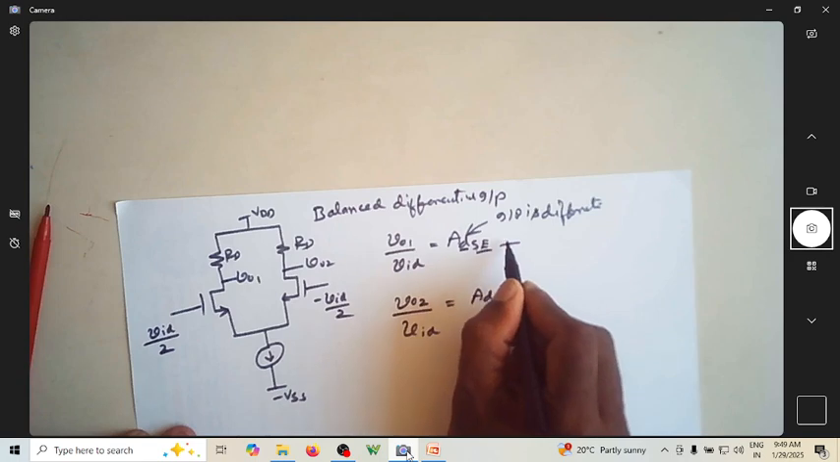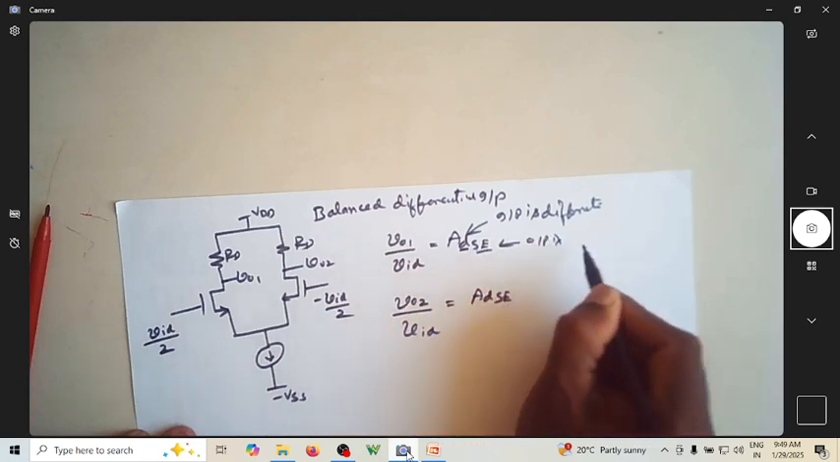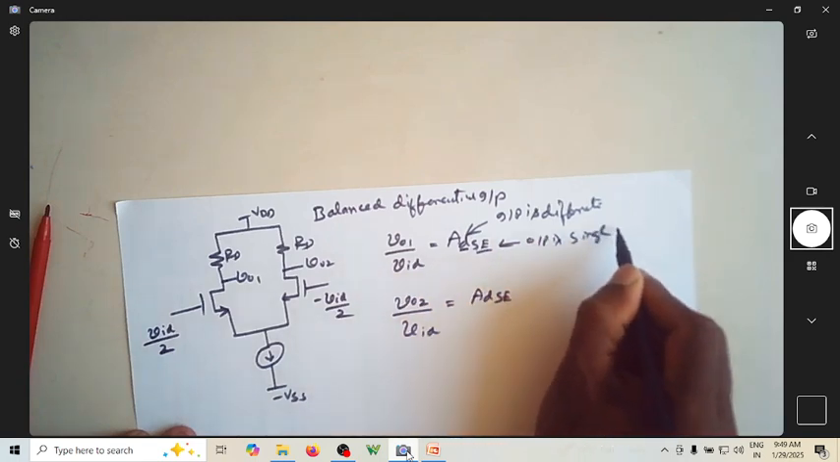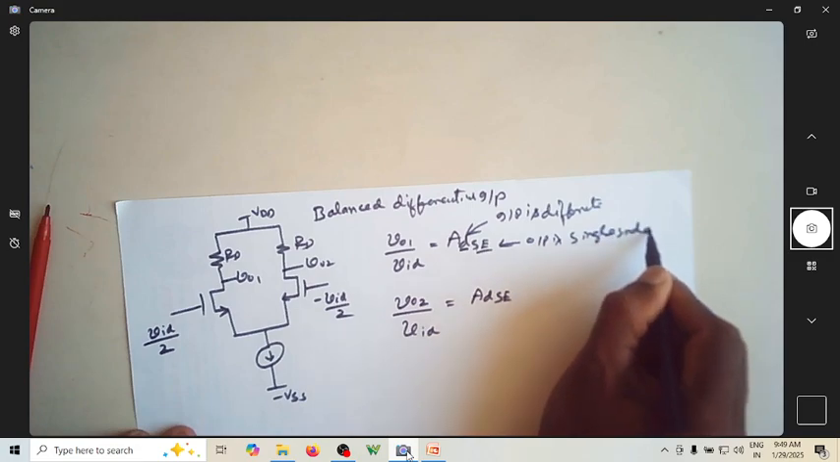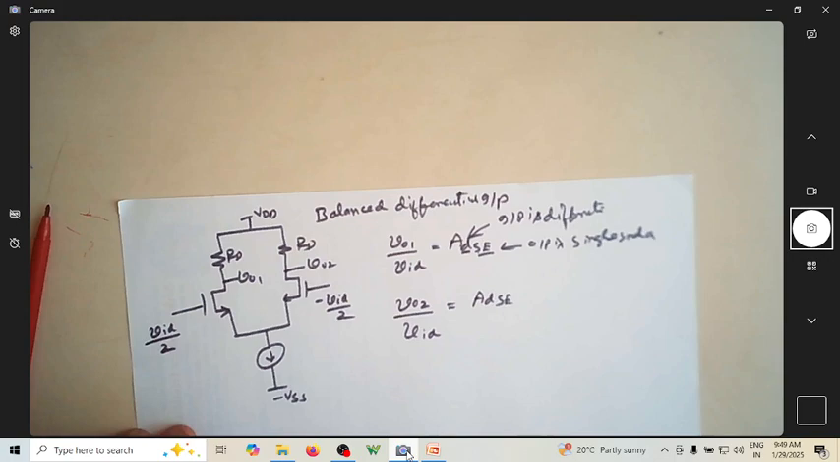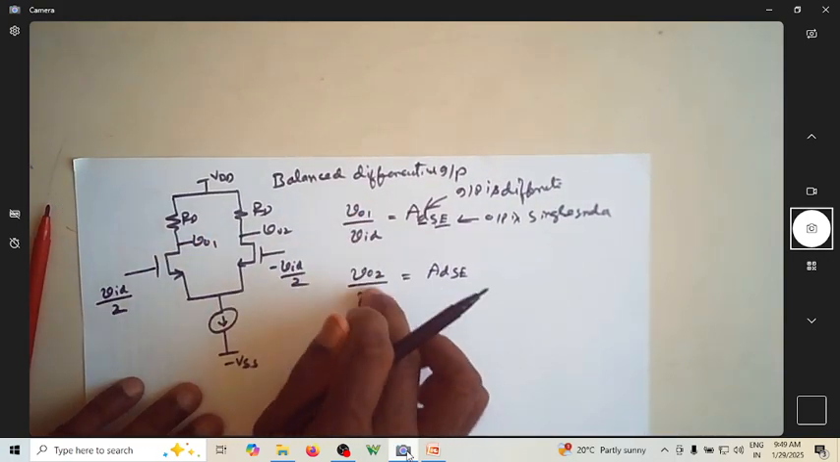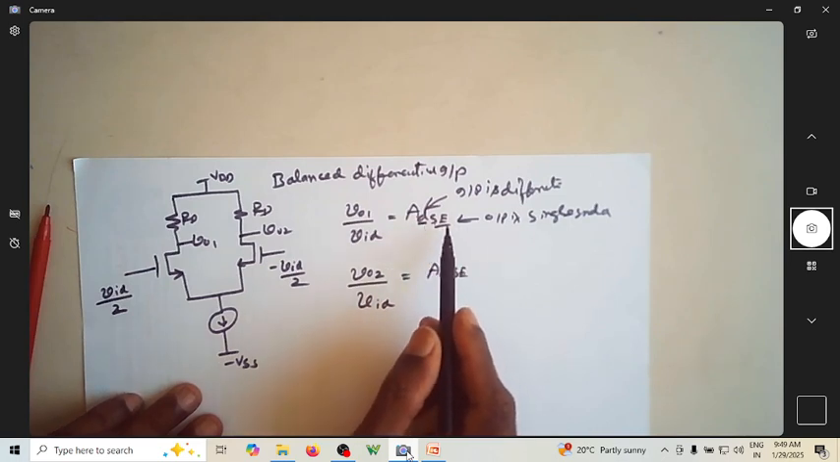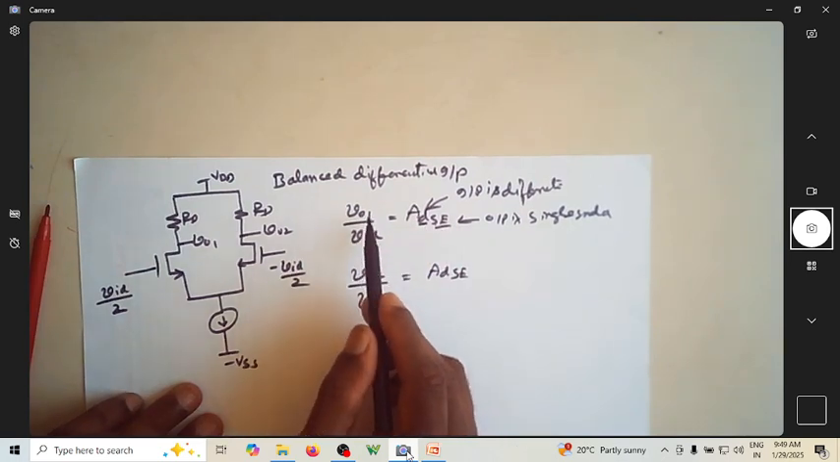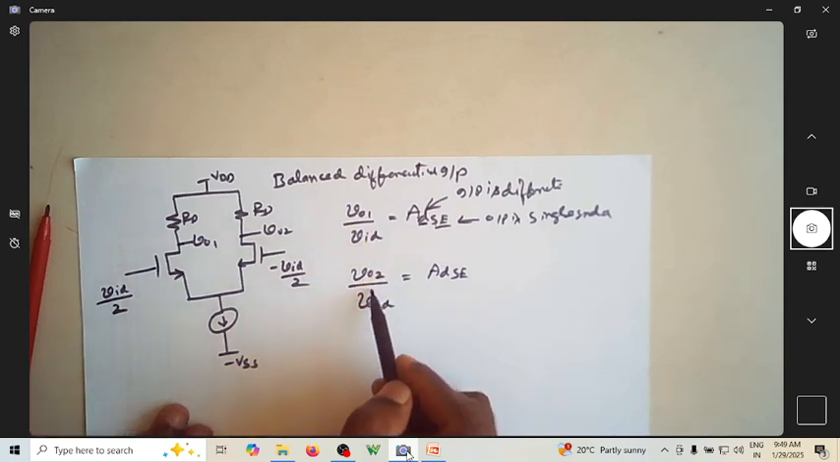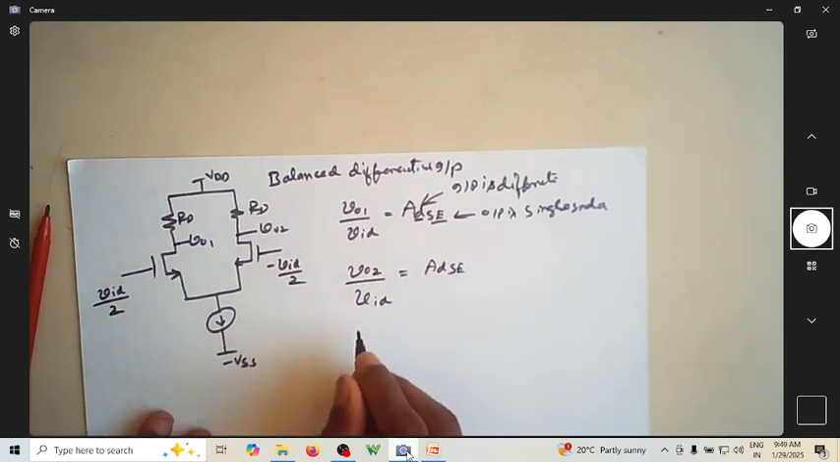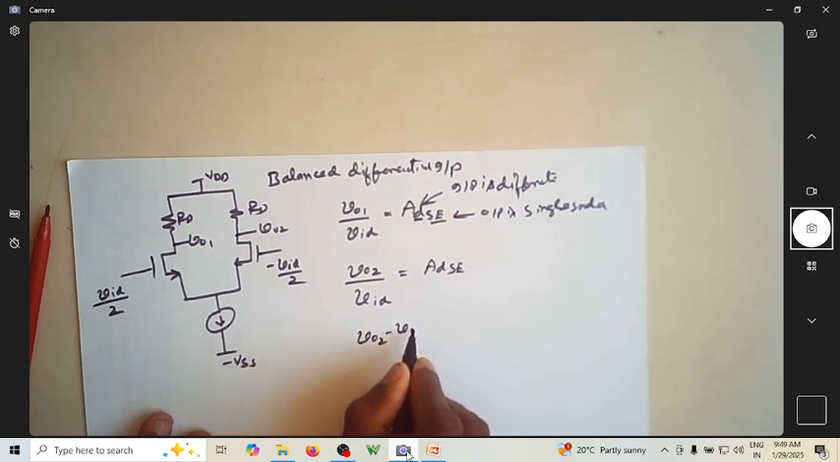This indicates that the output is single-ended. Output is single-ended, meaning this is measured here with respect to ground. Of course, since you have two single-ended outputs, I'm going to have two gains. One is ADSE, the other is also ADSE. This is V01, this is V02. And we will have one more thing, which is V02 minus V01 by VID.